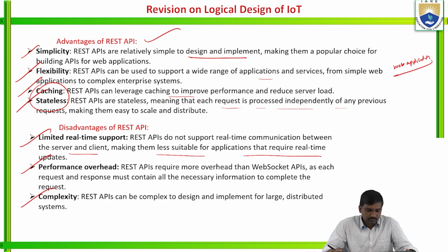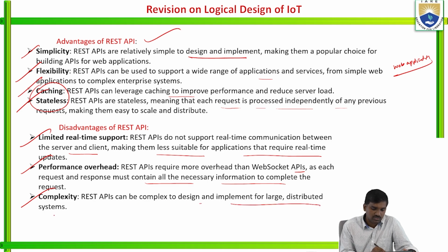Performance overhead: REST APIs require more overhead than WebSocket API, as the request and response must contain all the information to complete the request. Complexity: REST API can be complex to design and implement for large distributed systems. So these are the disadvantages of REST API.